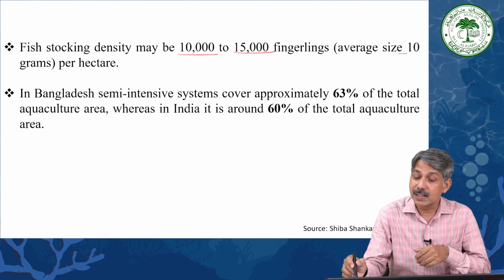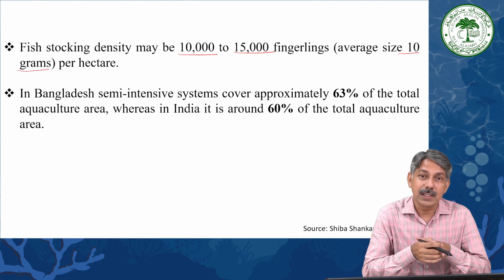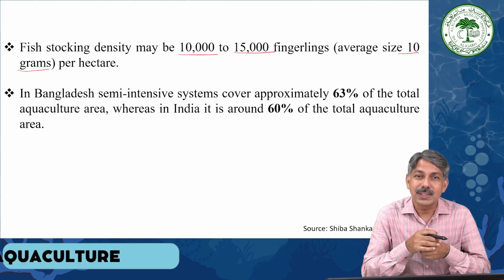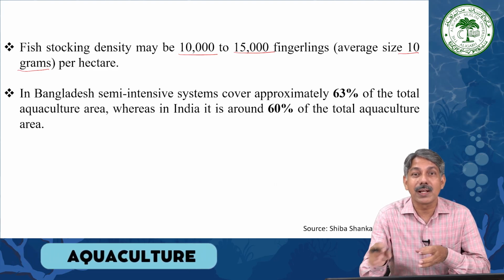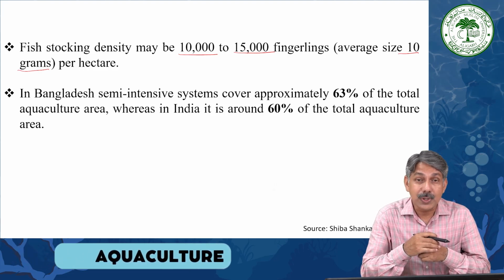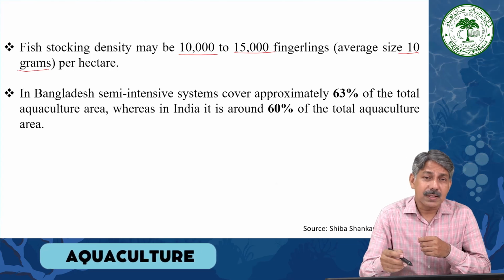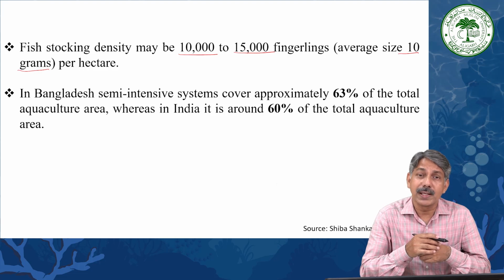The average size written here is 10 grams, but it's not always possible to get 10 grams of fish. In fact, in many places I know they use hatchlings, just hatched out. At some places, I have seen that even with the yolk sac still attached, people are stocking them. And fish fry they can use, and very small-size fishes are also used. But size may vary depending on the area you are in and the supply of fish seed. Whatever size is possible, you will have to stock.